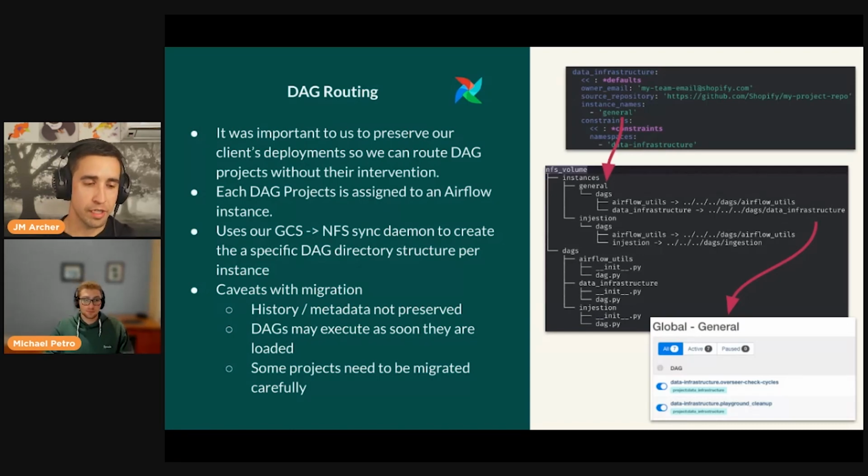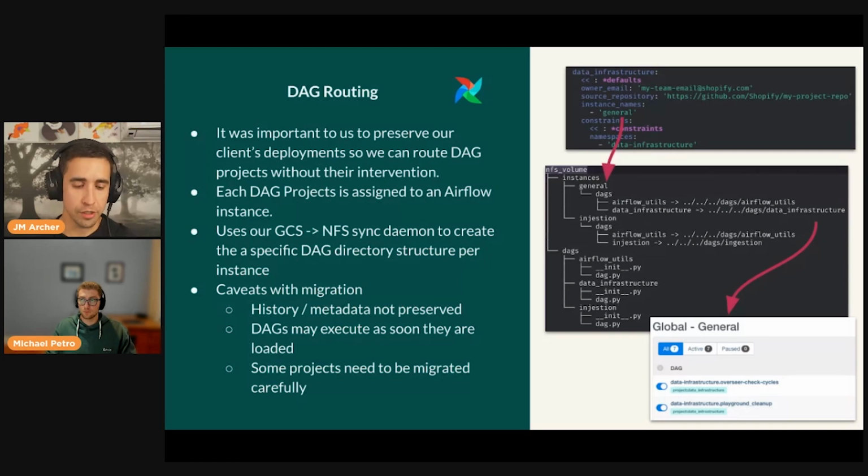And also, depending on how the DAG is written, the DAG may just execute instantly as soon as the new instance sees the DAG. Another caveat is that since the DAG processors in the two instances are working independently, some DAGs may still be running in the initial instance, and they could start running instantly on the new instance.